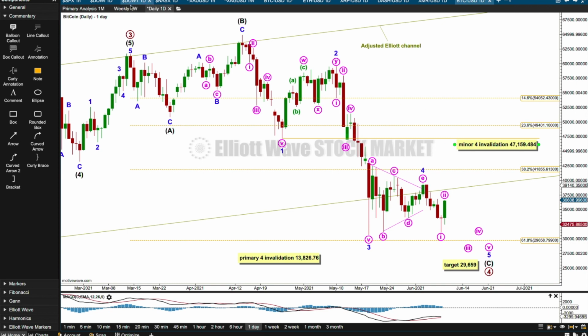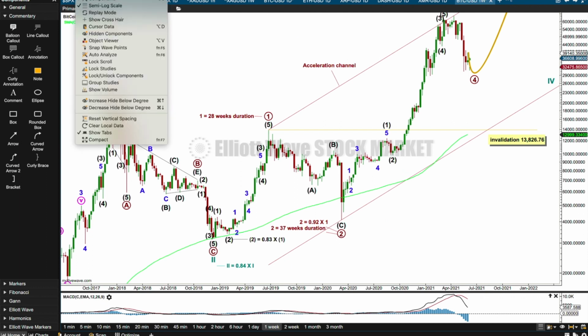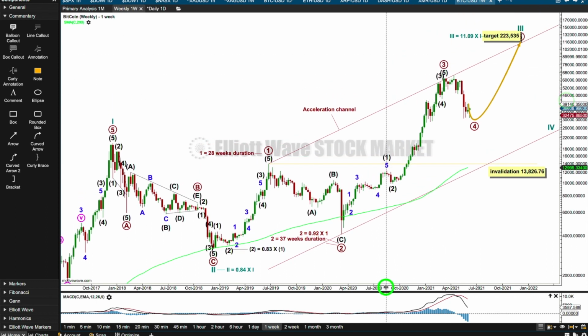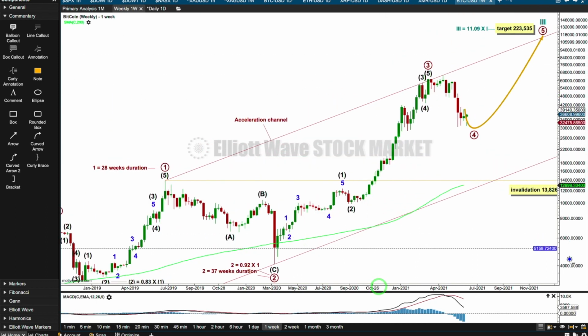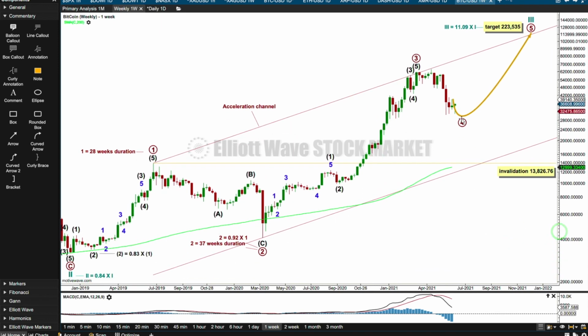Okay, now I'm going to have a look on the weekly chart at this possible duration, and I need to view the weekly chart on a semi-log scale. Yes, it is. How long has primary 4 lasted? 13 weeks compared to 37 weeks for primary wave 2.